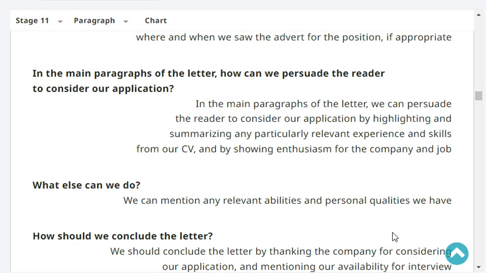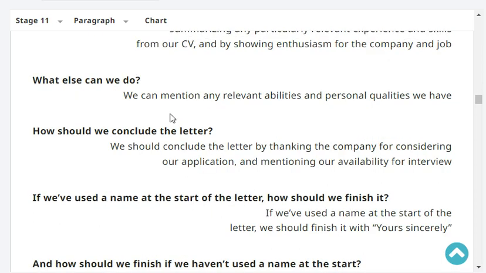Very good. What else can we do? We can mention any relevant abilities and personal qualities we have. Very good.